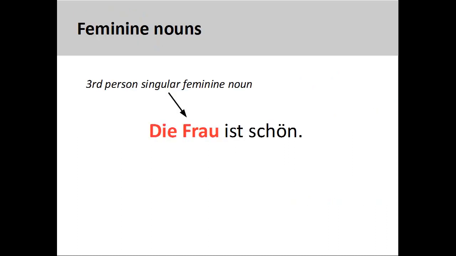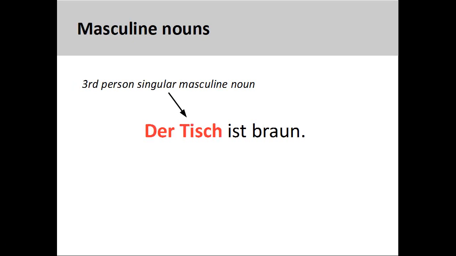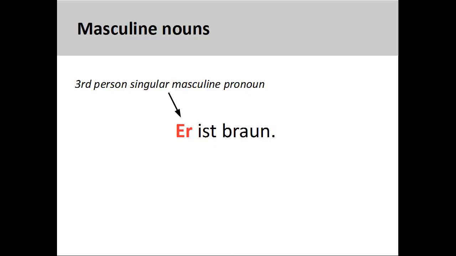For instance, in the sentence you see on the screen, die Frau ist schön, the woman is beautiful, the feminine noun Frau can be replaced by the third person singular feminine personal pronoun sie, she. This makes sense as the substitution is based on biological gender. German also makes substitutions based on the grammatical gender of the noun. For instance, in the sentence you see on the screen, der Tisch ist braun, the table is brown, the masculine noun Tisch can be replaced by the third person singular masculine personal pronoun er, he.